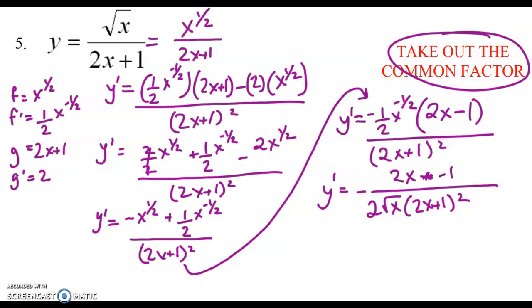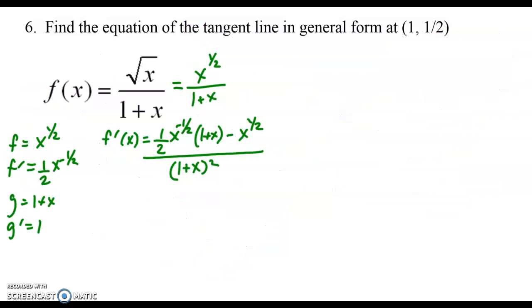Okay, flip the page. Find the equation of the tangent line in general form at the point x equals 1 and y equals a half. Okay, so we know that the slope of the tangent line comes from the derivative of f of x. So, we can see here that we're dealing with a quotient, and so we're going to use the quotient rule. So we've written down f, that's the numerator, f prime, the derivative of the numerator, g, the denominator, and g prime, the derivative of the denominator, and I've plugged it into our quotient rule here.